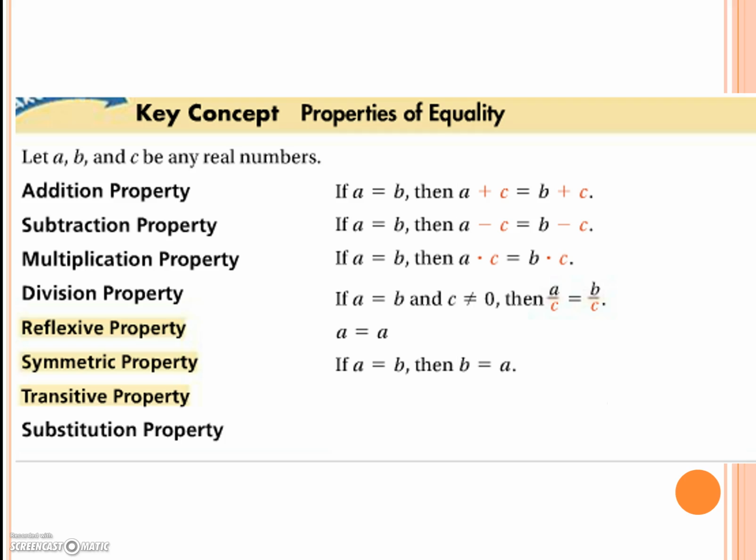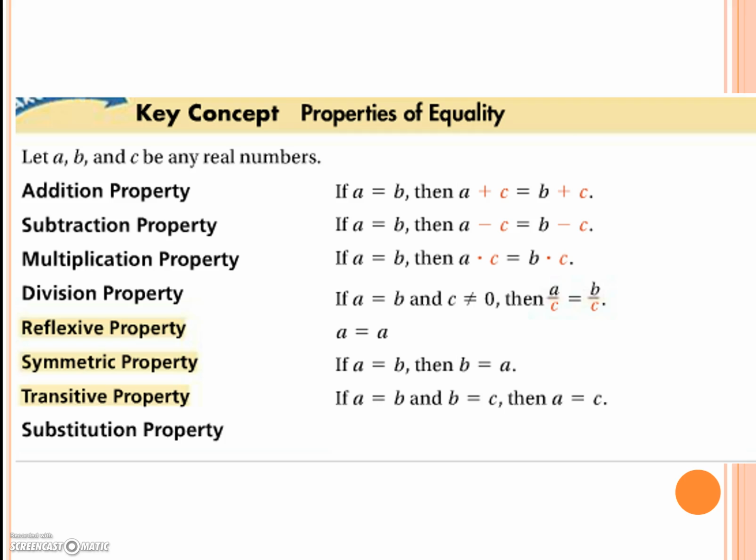The transitive property is kind of like the law of syllogism. If A is equal to B and B is equal to C, then A is equal to C. That's like saying if I'm the same age as you and you're the same age as your friend, then I have to be the same age as your friend.